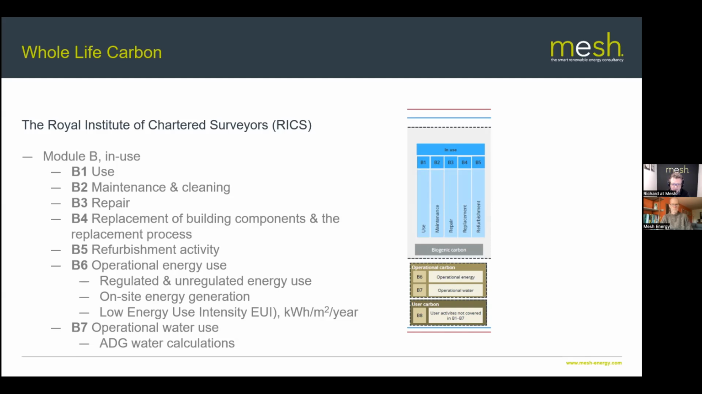and it starts to form the carbon footprint of the building in use. And as I said at the beginning, it also includes the regulated and unregulated energy use and the on-site energy generation. This relates back to the LETI energy use intensity metric, which is kilowatt hours per meter squared per year. And of course, it includes operational water. So this is potable water use. Energy is required to process and supply potable water to buildings, and so off the back of an Approved Document Part G calculation, that can be factored in.